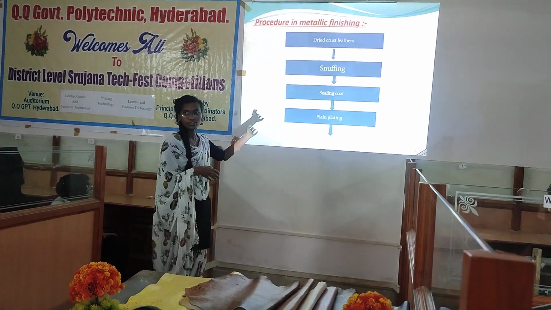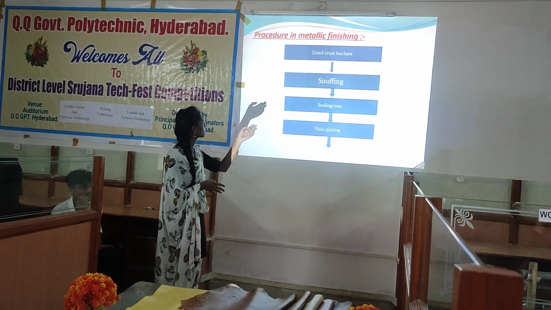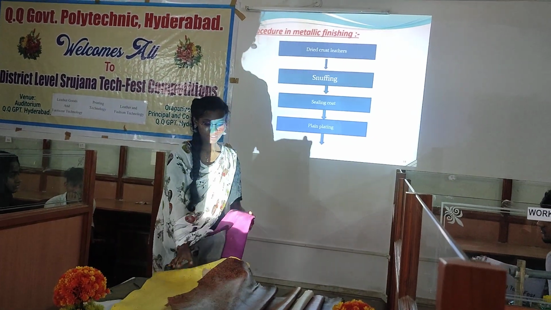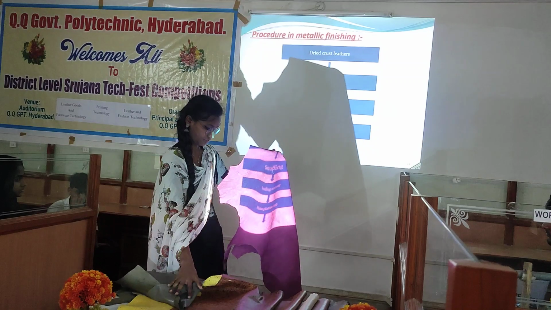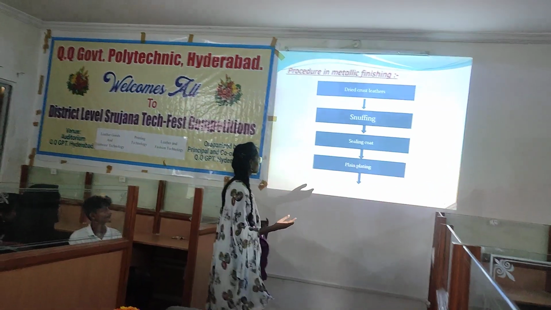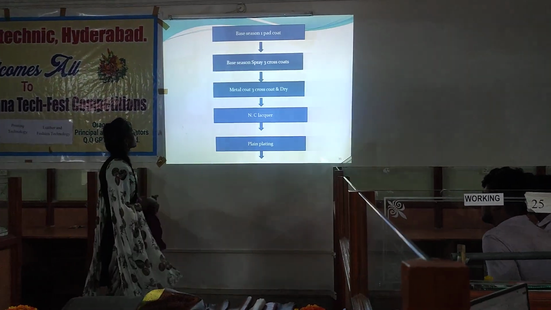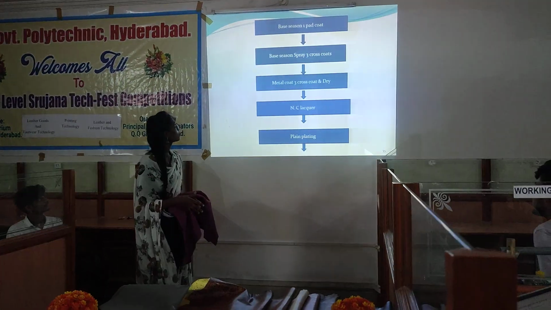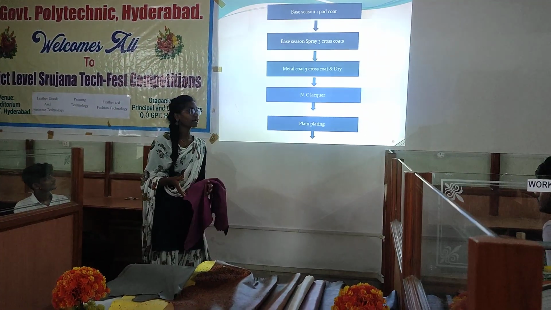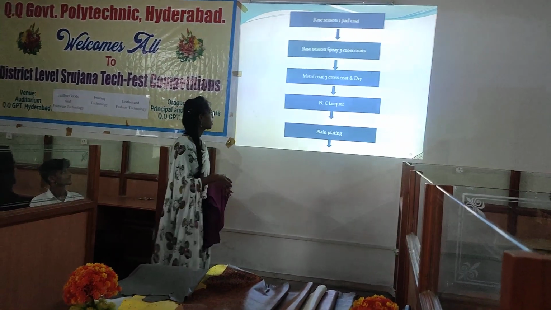And here is the sequence of making metallic leather. First we have to take the dried crust leather. As my friend showed, the dried crust leather is full of defects. And then we have to do the buffing, then seal coating, then plain plating. Then we have to do the base season 1 pad coat, base season spray 3 cross coats, metal coat 3 cross coats and dry. Next, NC lacquer and plain plating.